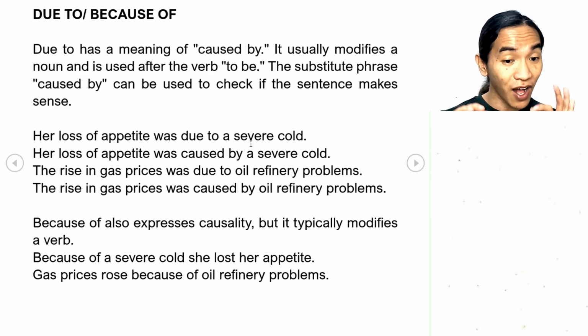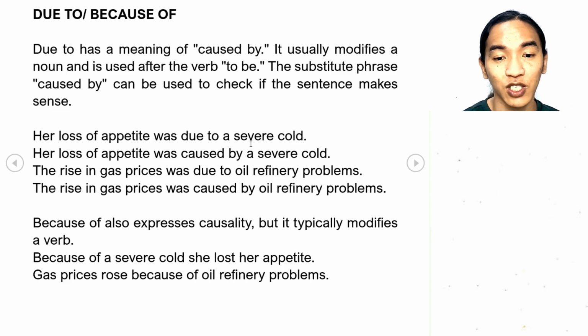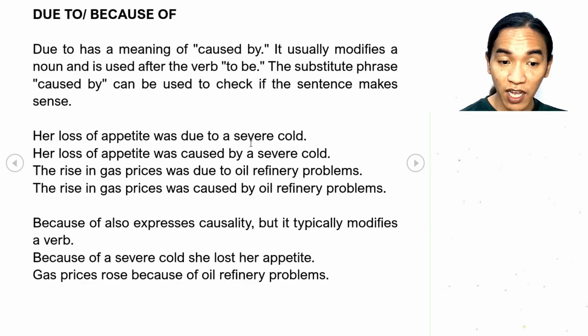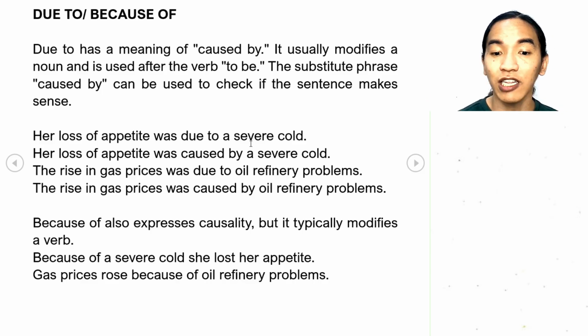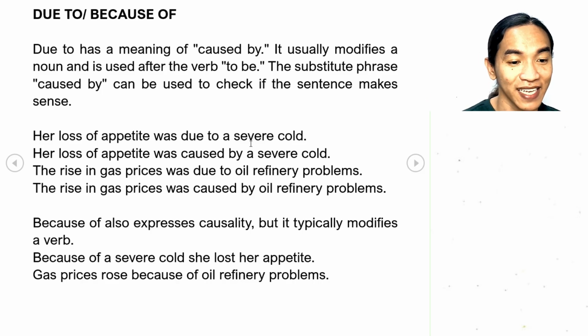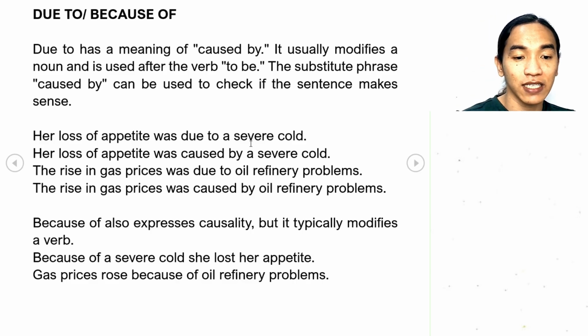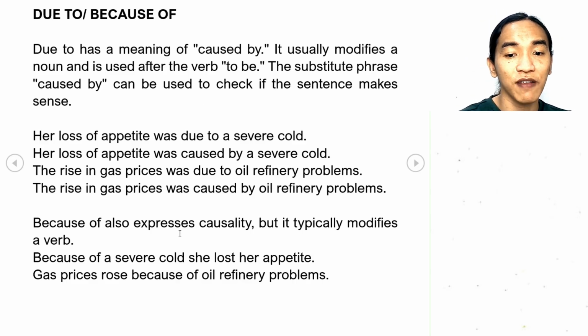Because of also expresses causality, but it typically modifies a verb. Because of a severe cold, she lost her appetite. Gas prices rose because of refinery problems. So you can see there, it usually modifies your verb.